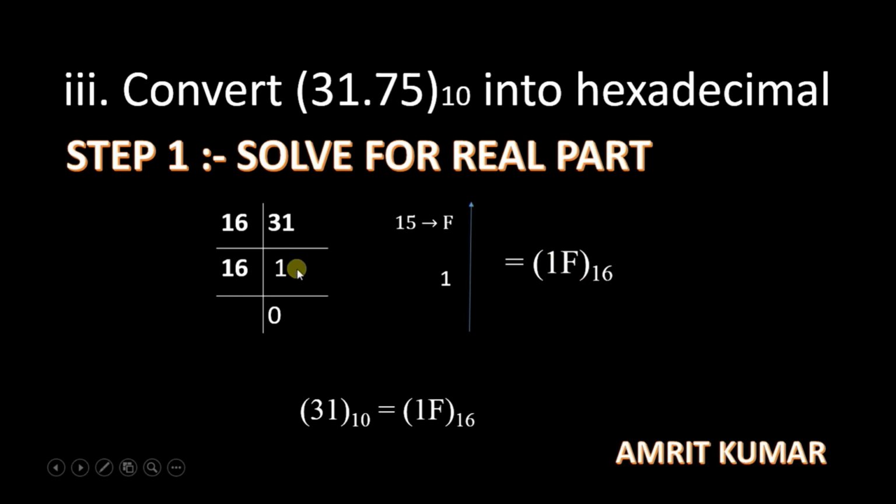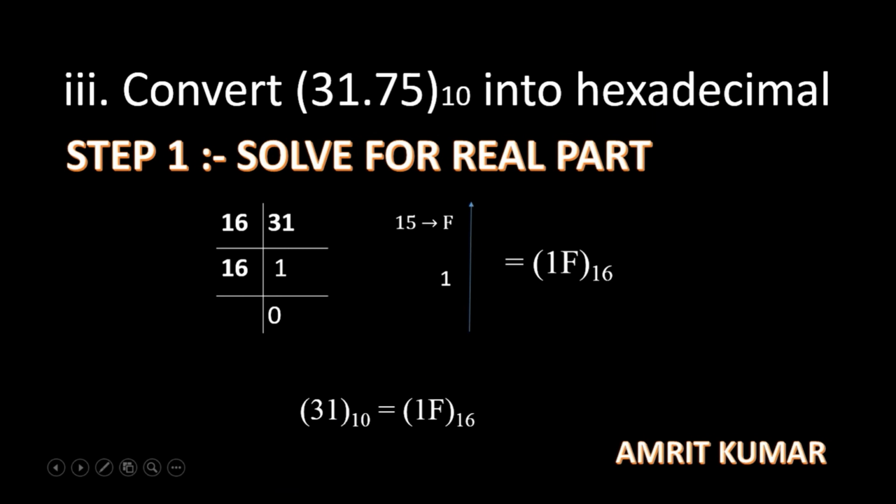Okay. Therefore, this decimal number has been converted into the hexadecimal number. So this is how you can convert a decimal value into a hexadecimal value. That is so simple. Because I am solving it for the real part, I divide the real part, which is the decimal number, by the base of a hexadecimal number, that is 16 here. After that I follow the bottom to top approach. Therefore I write 1F base 16. So this is our output. So this is how you can convert a decimal number into a hexadecimal number.